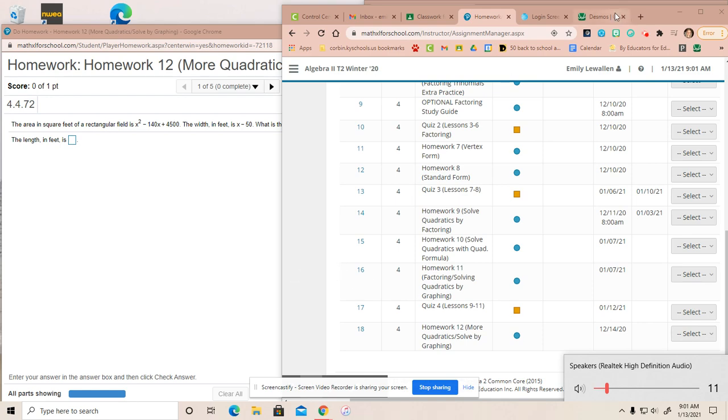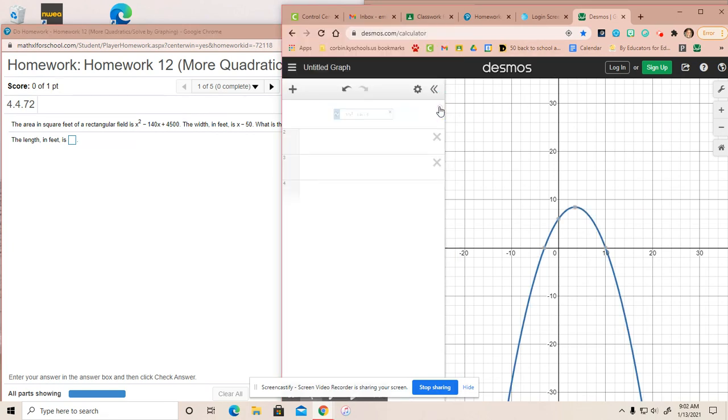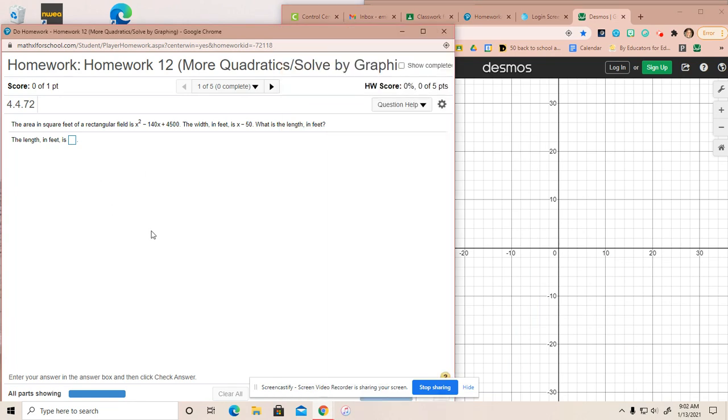Okay, today we're going to look at homework 12. So we're looking at some more quadratic equations and expressions. We're looking at those in application problems or word problems, but I'm going to show you how to solve them and get all of your solutions by graphing. Okay, so this should be a really easy, really quick assignment.